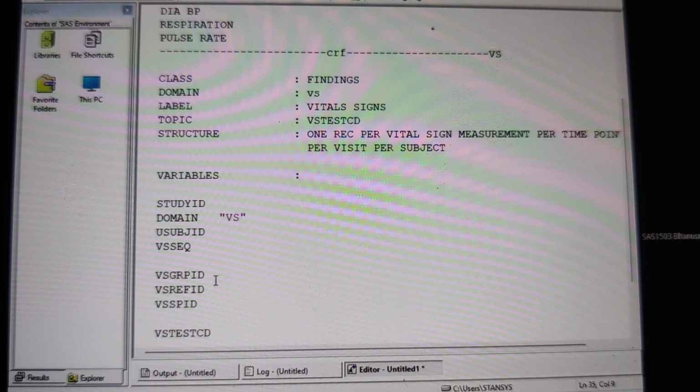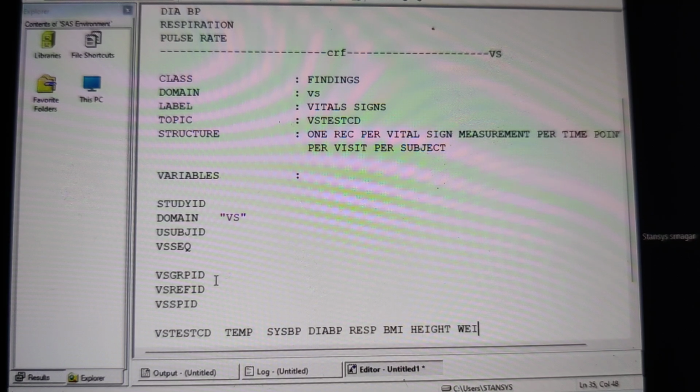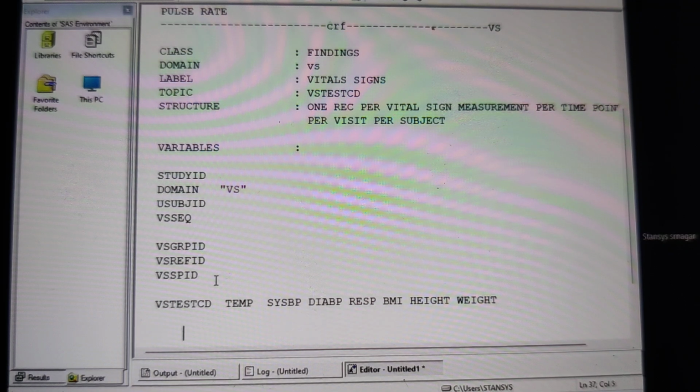BS test code. What kind of values are we going to find in test code? Temperature as temp, systolic pressure as SYSBP, diastolic pressure as DIABP, respiration as RESP, BMI as BMI, height as height, weight as weight, like that. So that is how we are going to have test codes. It is a topic variable, it is a character variable, and it is a required variable. Topic, character, required variable. Generally, if you get any question from the vital signs, this is the question: what are the test codes that we can find in the vital signs?